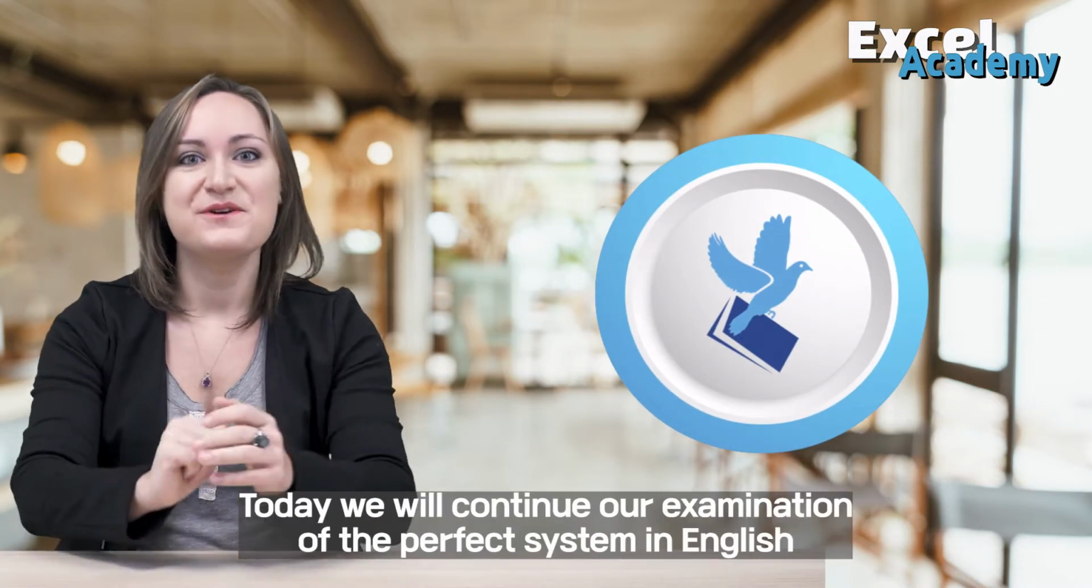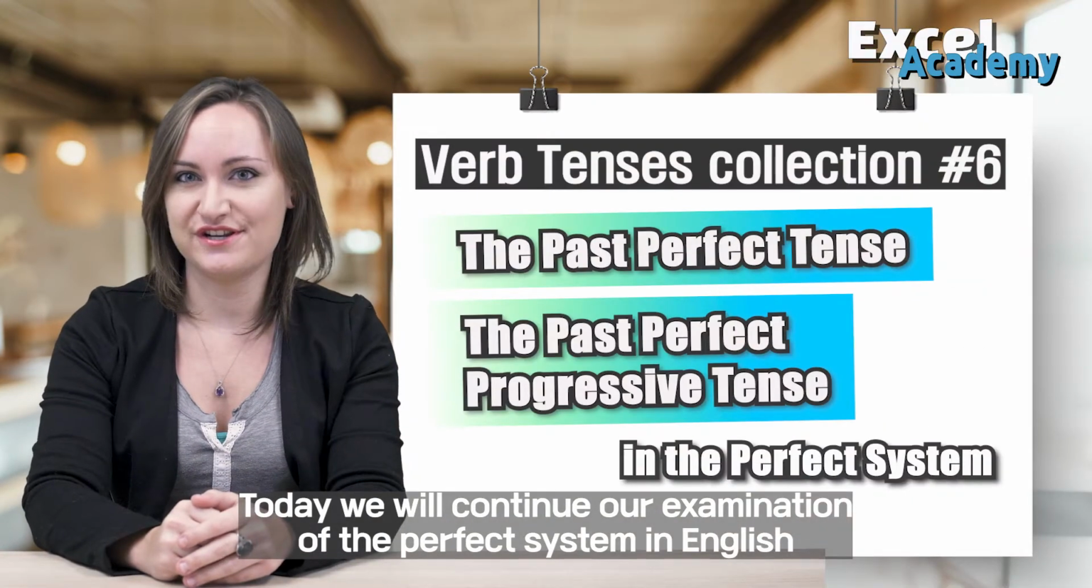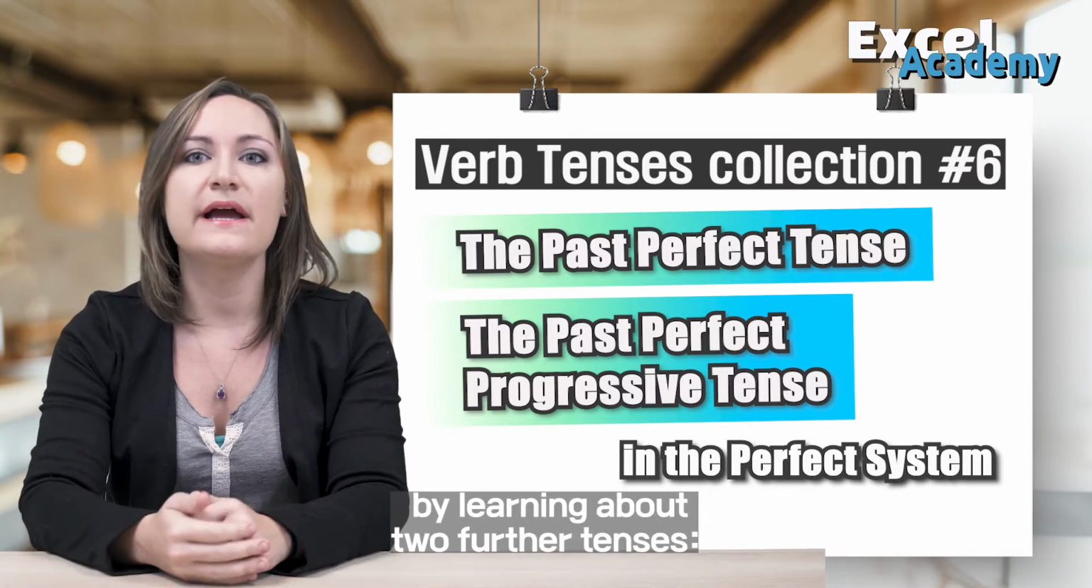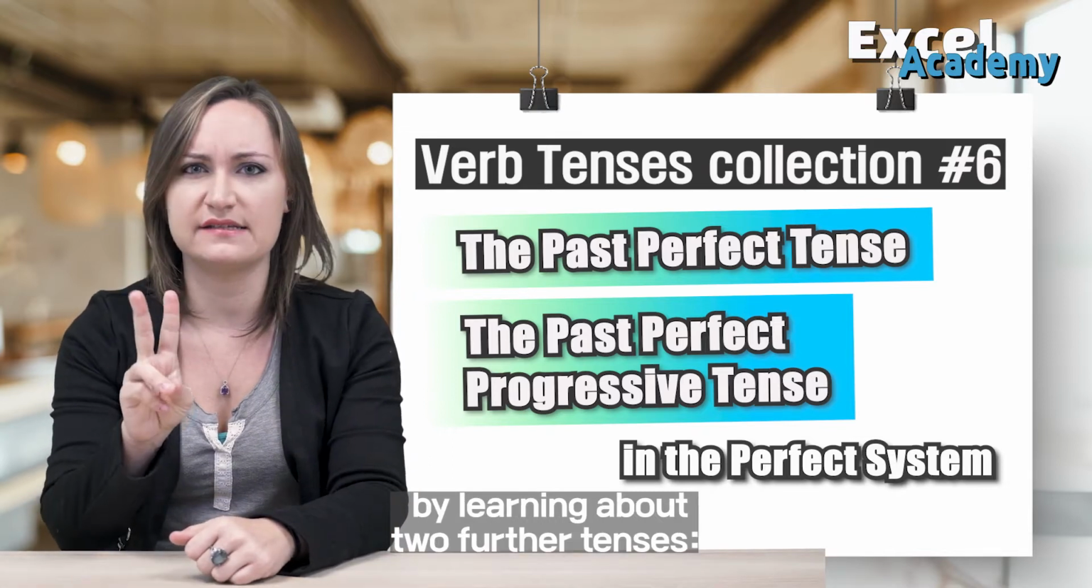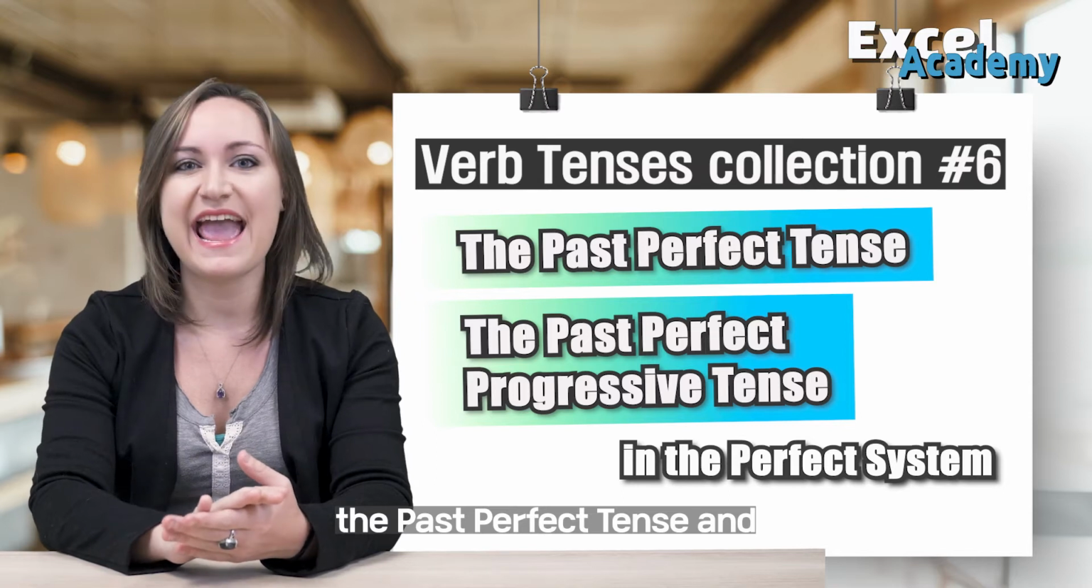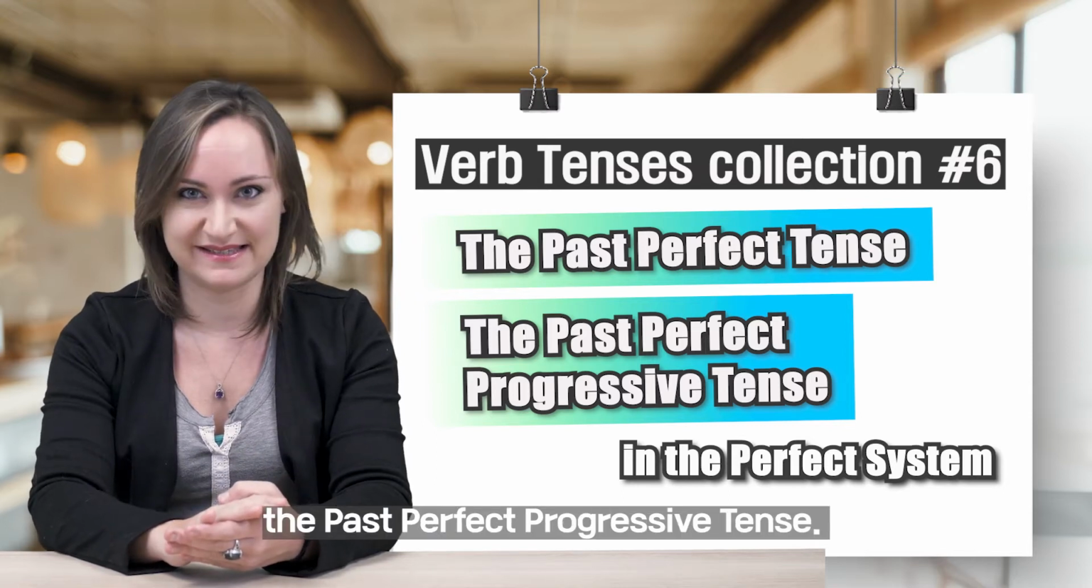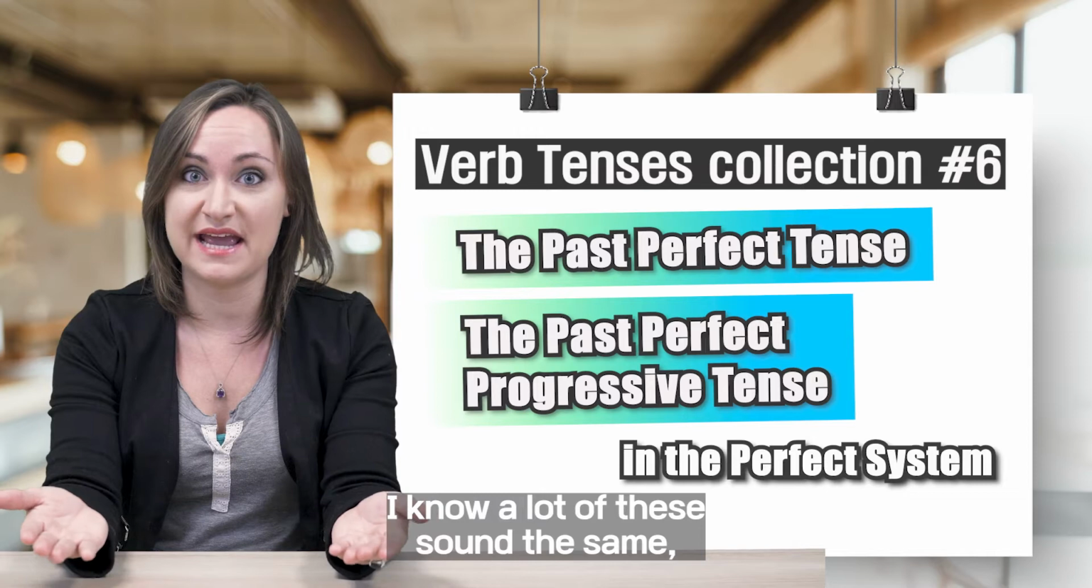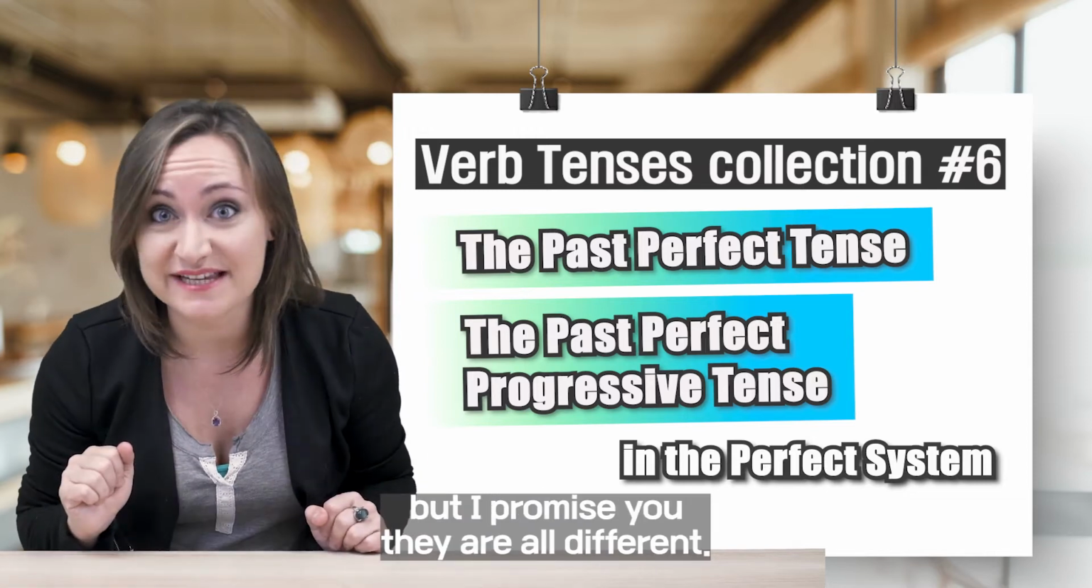Excellians! Today, we will continue our examination of the perfect system in English by learning about two further tenses, the past perfect tense and the past perfect progressive tense. I know a lot of these sound the same, but I promise you, they are all different.